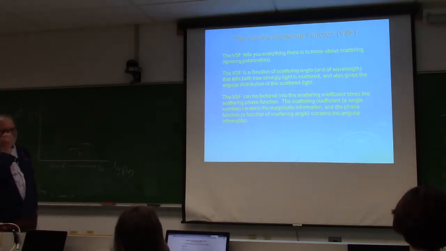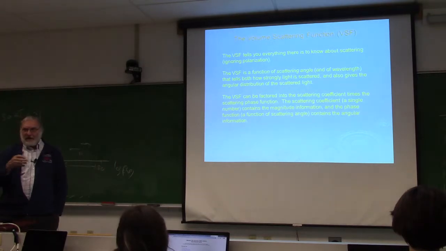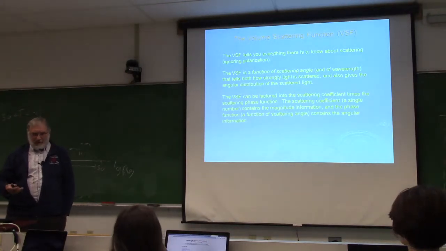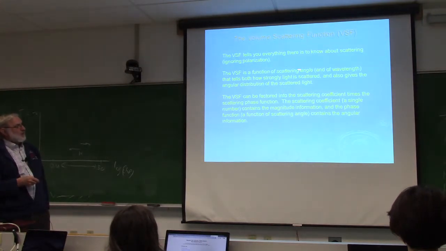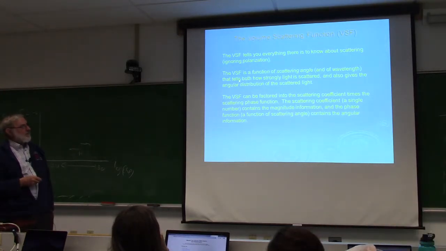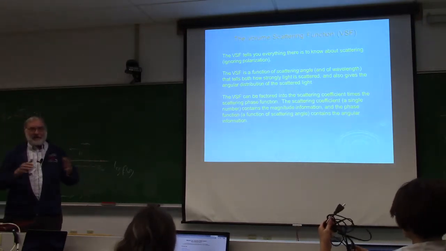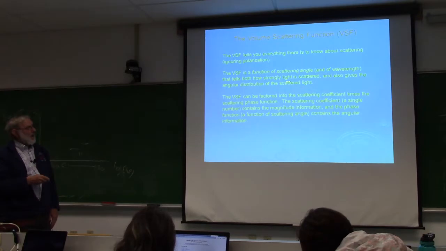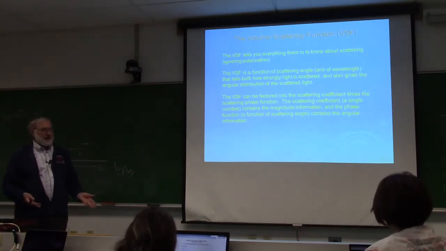Okay, bottom line, the volume scattering function tells you everything there is to know about scattering if you ignore absorption, polarization, which we're going to do at the start here. And of course, it's a function of both the scattering angle and the wavelength. And the VSF has information on both the magnitude of the light scattering, or how strongly is it scattering, and it has the information on the angular distribution of that scattered light.